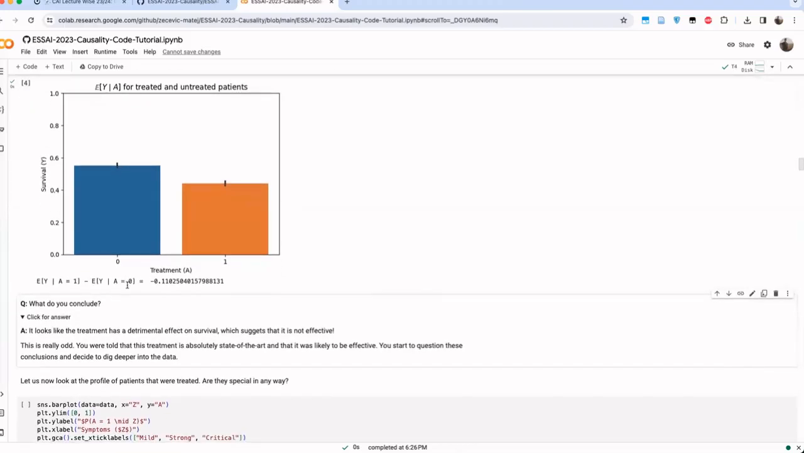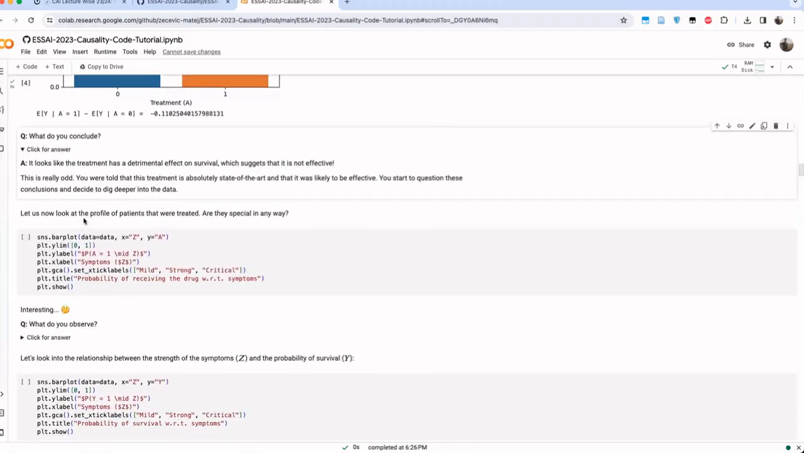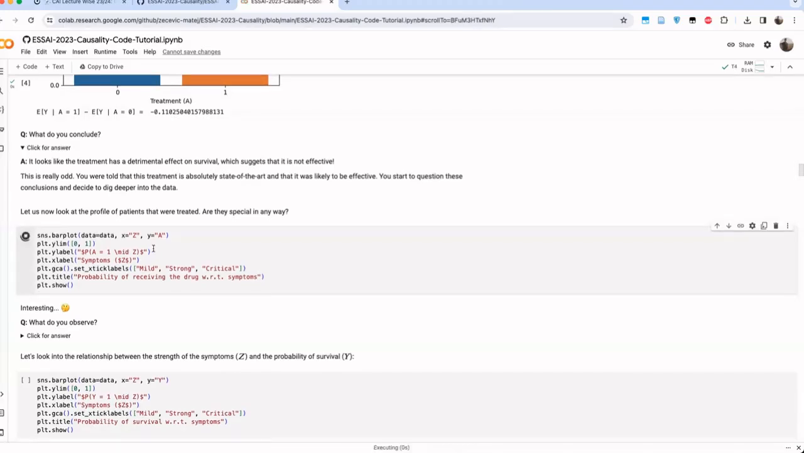So yeah, we got to explore this in more detail. So let us now look at the profile of patients that were treated. Are they special in any way, right? So what we are saying is we just want to plot now the data distribution for the ones that got treatment, given the condition they're in, because we know there's different conditions: mild, strong, and critical. So let's do that.